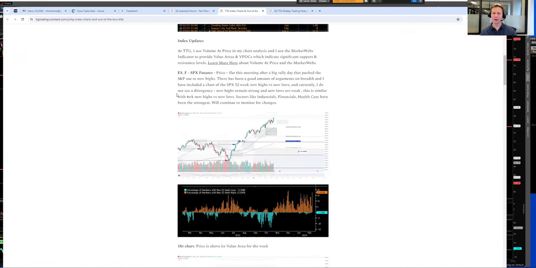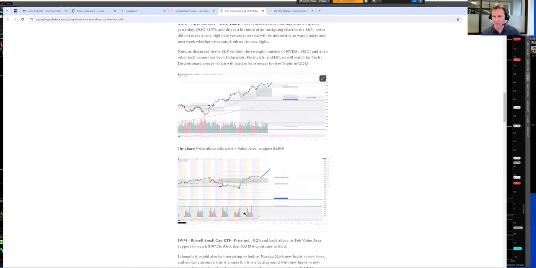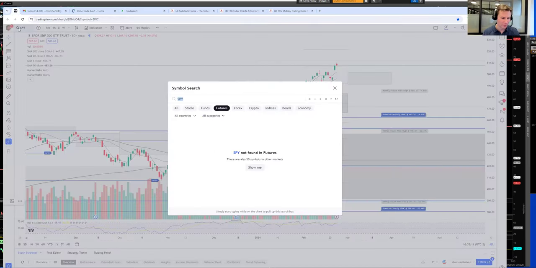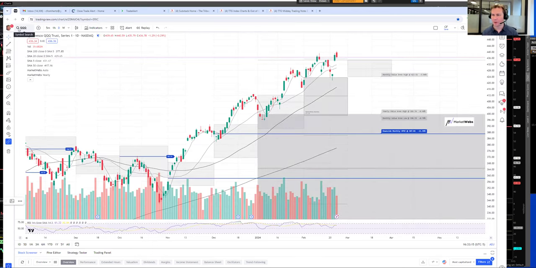And so again, this looks strong. Now, it's not all the same, right? So for example, one of the questions that I have is what are the Qs doing, right? So let's look at the Qs. Right, here's where we are.